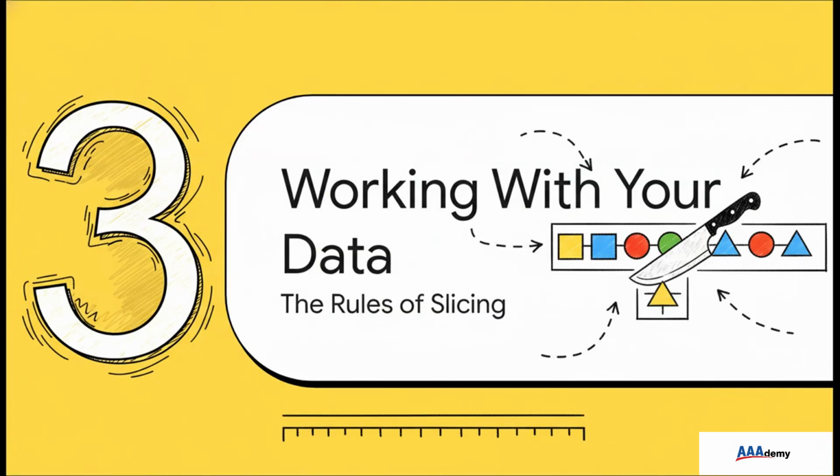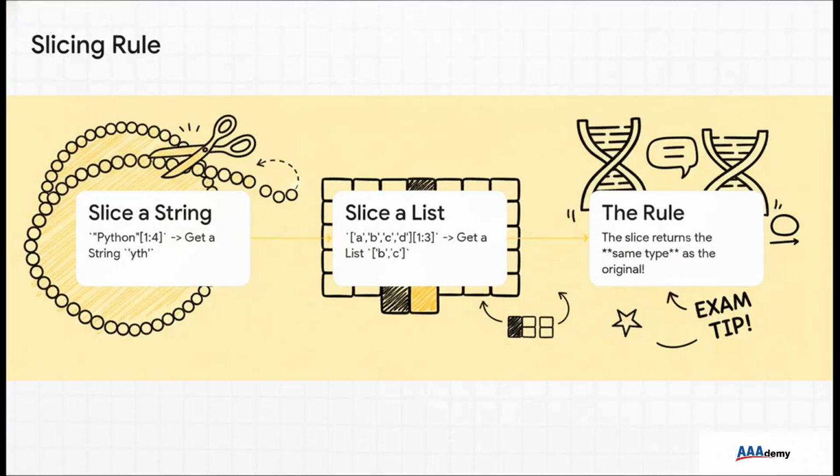Okay, so now we know our four data types. Let's look at something you can do with three of them, slicing. This is how you grab just a piece of a sequence. And there's one super simple rule you absolutely have to know. Just look at how consistent this is.